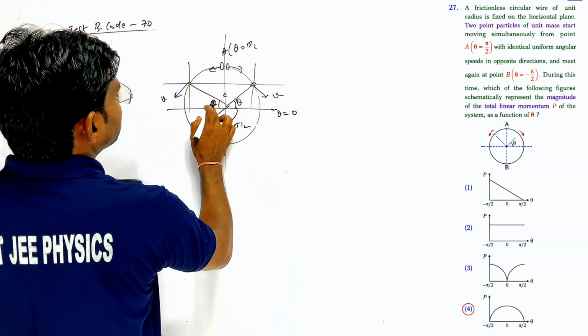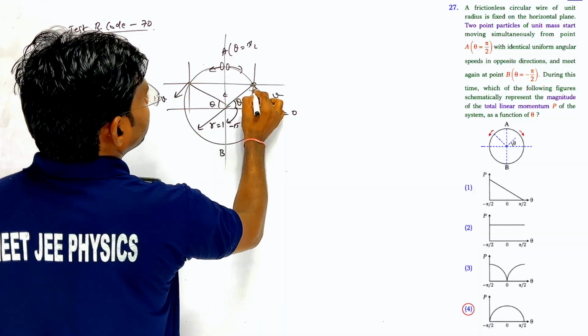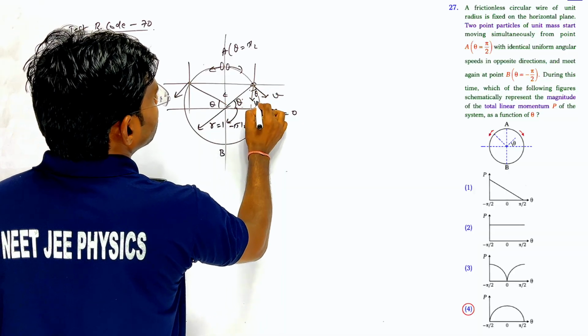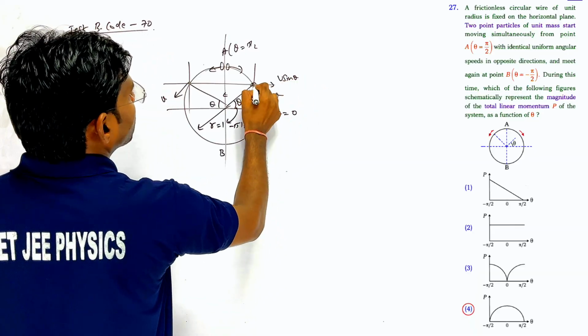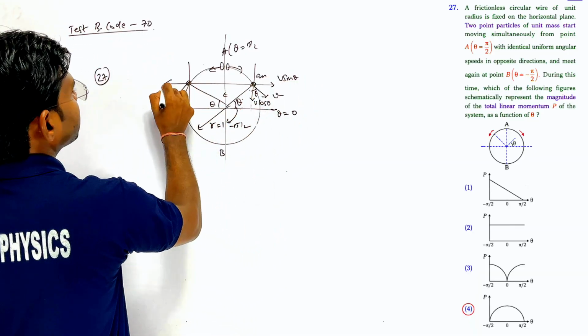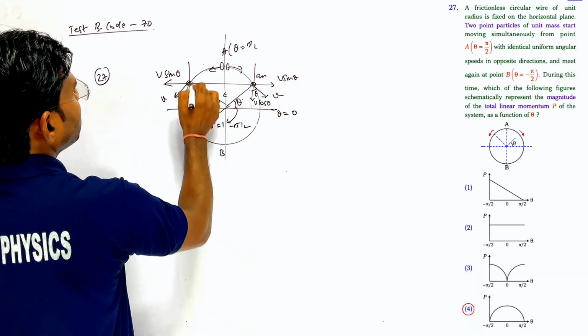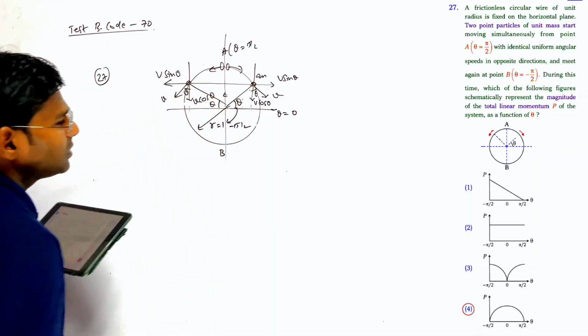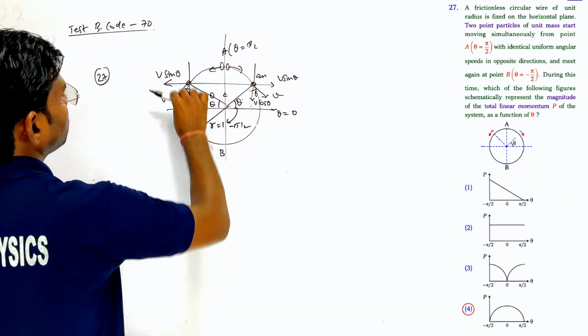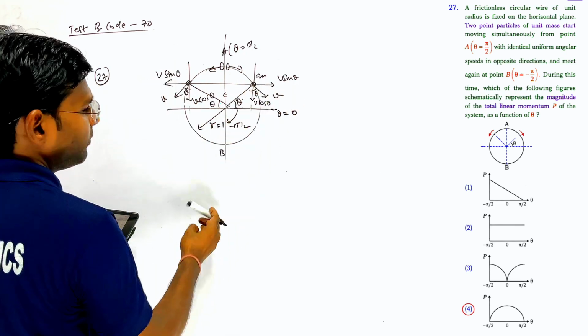If you consider this is theta, this is theta, and this is 90 minus theta, so this is v cos theta, and this is v sin theta. Is it clear or not? The mass is m, this is v sin theta and this is the angle theta, and this is v cos theta. So if you are writing the linear momentum of the system, mv sin theta will cancel out.